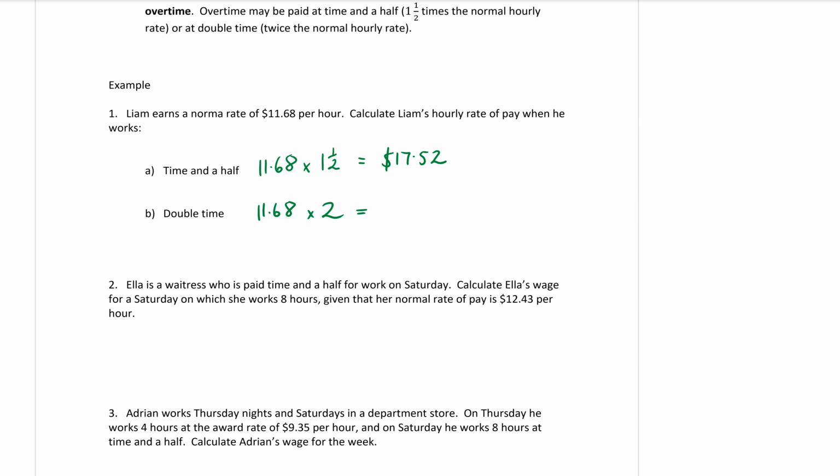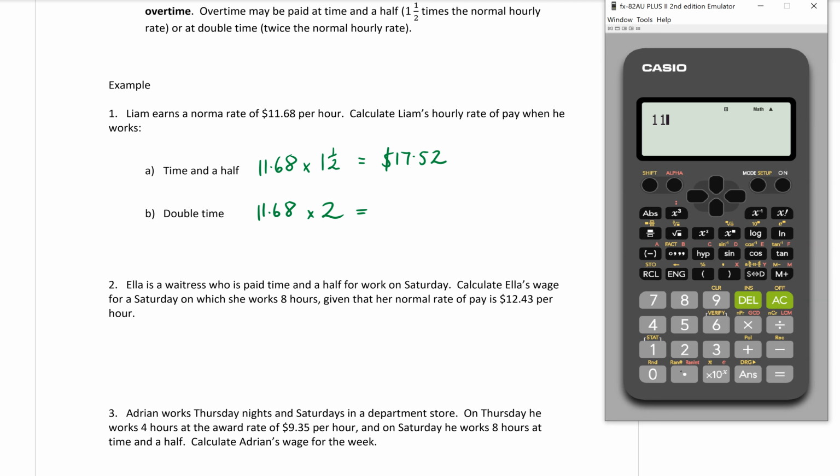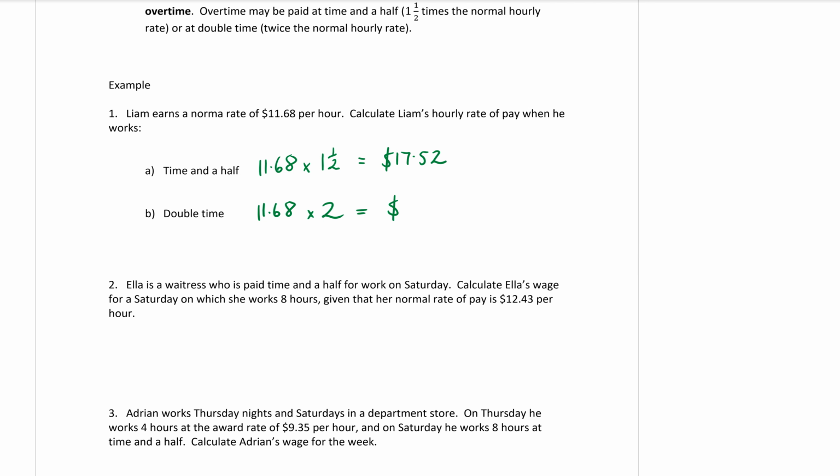So $11.68 times 2 is $23.36. Okay, so just as soon as you see those words, time and a half, it means you times by 1.5, and double time means times by 2. Okay, now, question number 2.